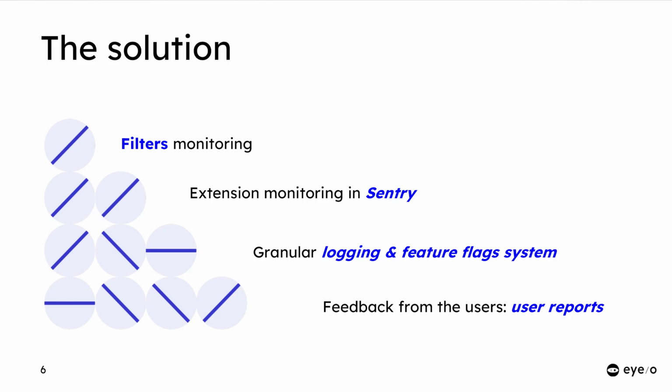The second layer is our own extension monitoring in Sentry. This time we are monitoring the muscles, the code that is blocking or not blocking, and deciding what to do with the filters that it gets.